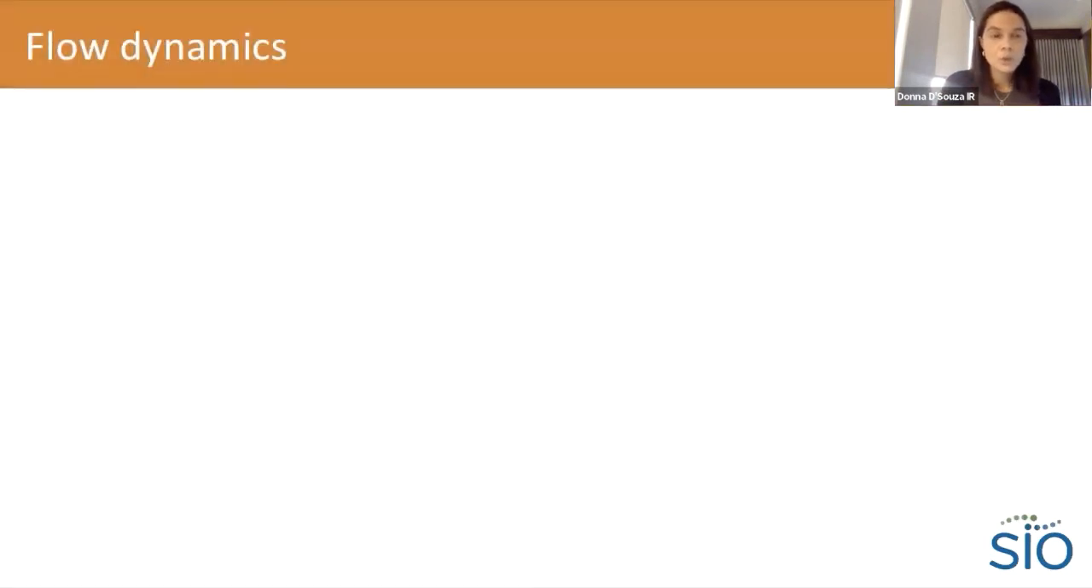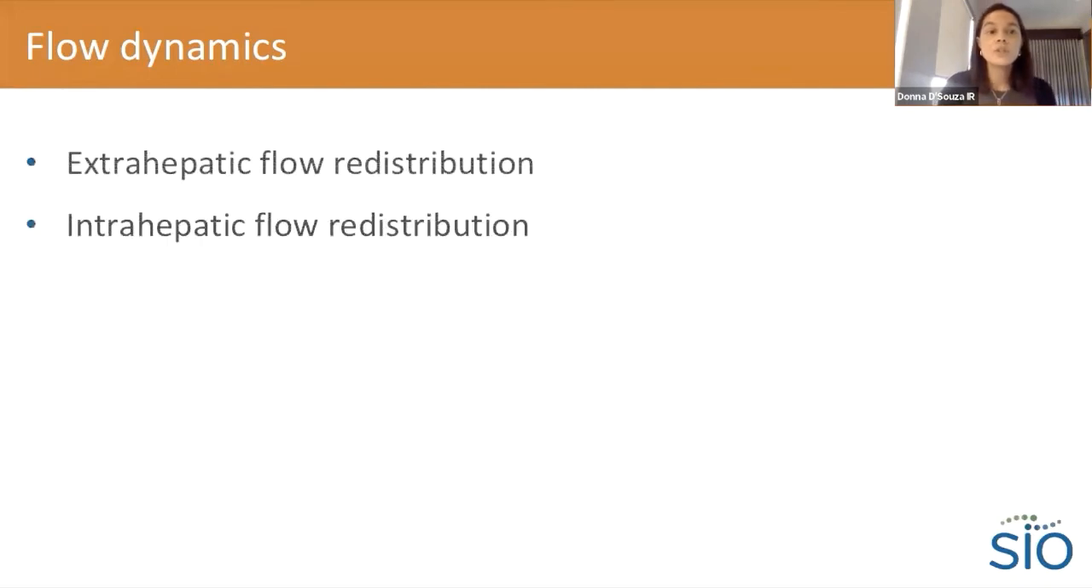So I'm not going to talk too much more about that, because I personally think it's a bit of a dry topic. I think the more interesting topic is the flow dynamics and how we can alter the flow dynamics in the liver. There are two ways we can alter the flow dynamics to some degree. Firstly, extrahepatic flow redistribution, and then intrahepatic flow redistribution.